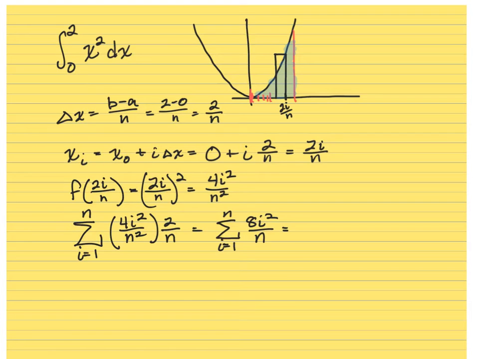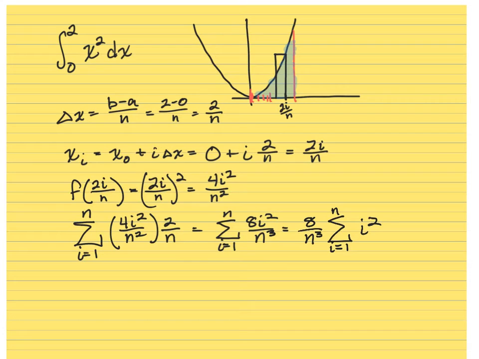Anything that is not involving i gets to come out. Oh, that's an n cubed. So 8 over n cubed times the summation i equals 1 to n of i squared. All right? And that'll be the area of n rectangles.